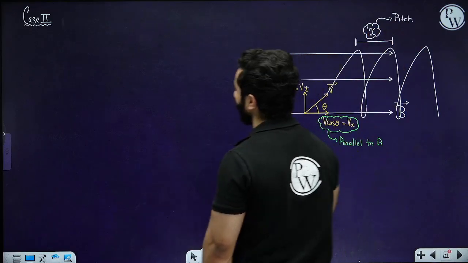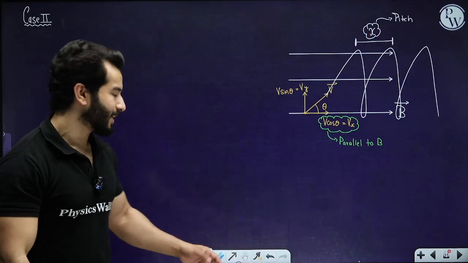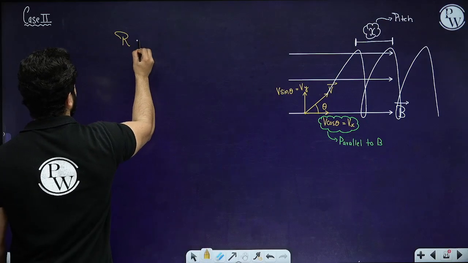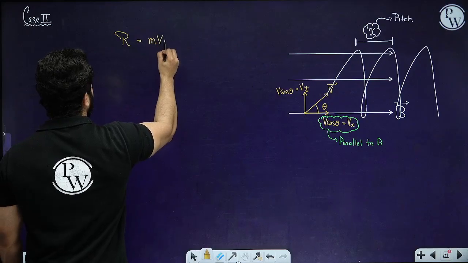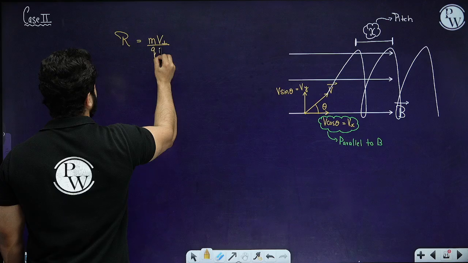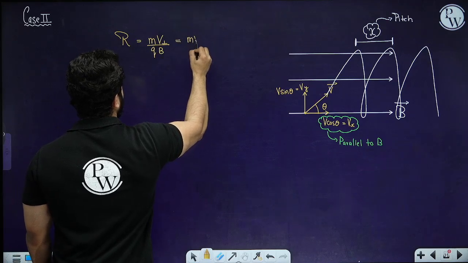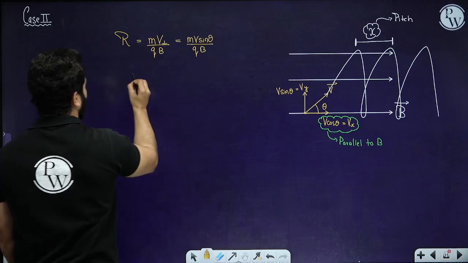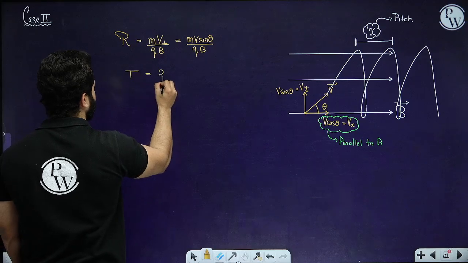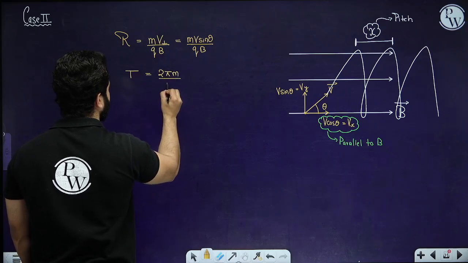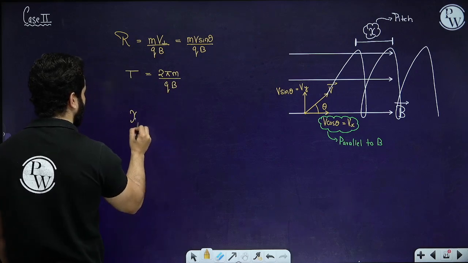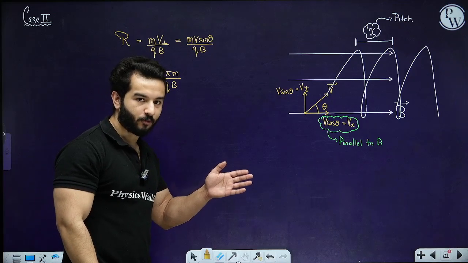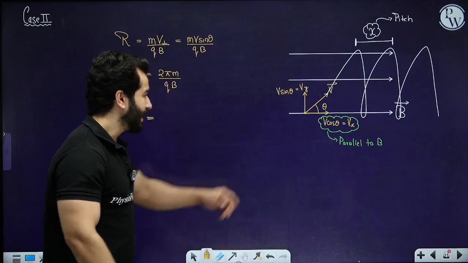Now if you want to write down all the other formulas over here, you can write it down. Now this is again very easy. See, similarly, radius of curvature is going to be just m v perpendicular divided by qB. So this is going to be m v sine theta divided by qB. Or time period is independent of speed, so it will remain 2 pi m divided by qB. If you are going to talk about pitch, the velocity which is responsible for taking this particle in this direction is v cos theta.